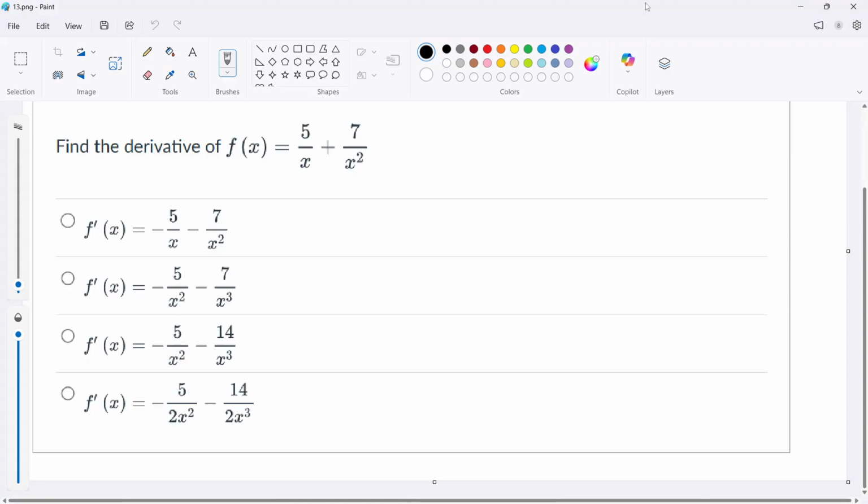You can use the quotient rule, and I don't know if in this chapter that it has a quotient rule in this class. So I'm just going to rewrite this as 5 times x to the minus 1. This is x to the first in the denominator. I can move it up into the numerator by negating the exponent, and then plus 7, and same way with that, x to the negative 2. Now I can use the power rule.